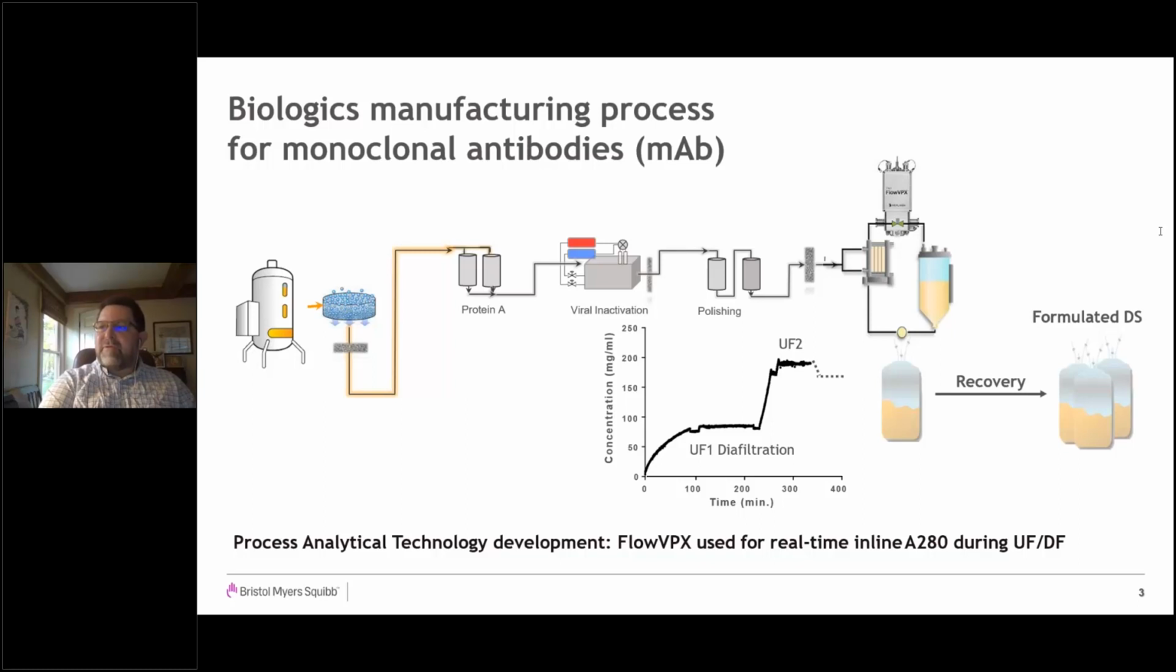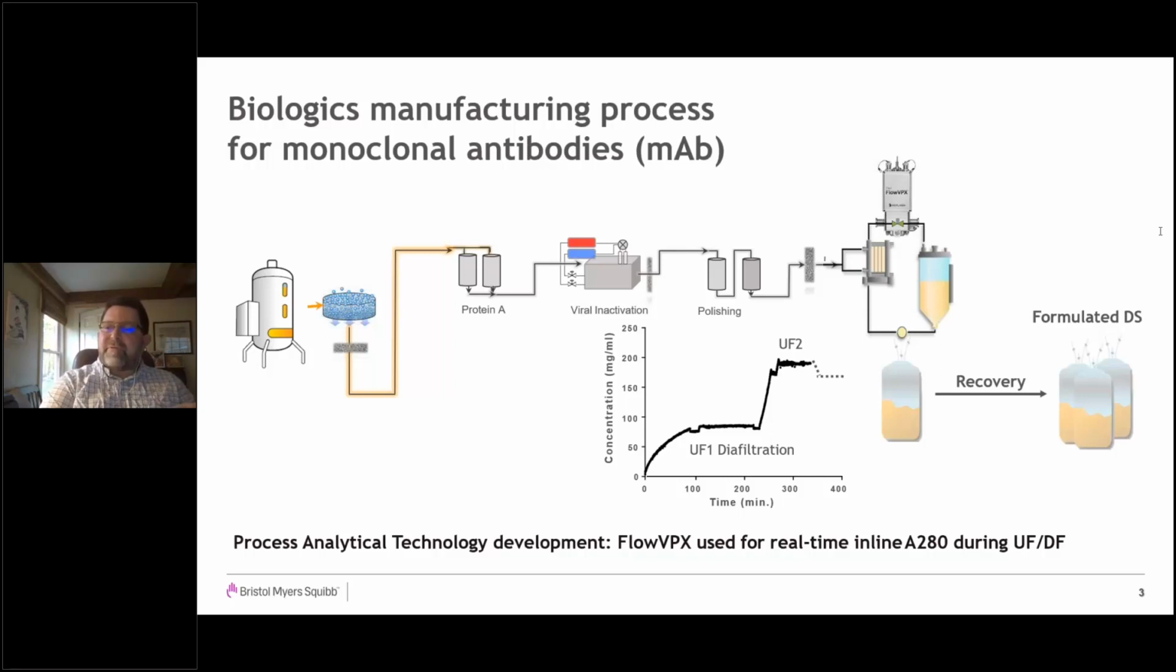As I've shown, this is just a cartoon of the UV-Vis process, which I'm going to describe in the next slide, with a VPX in line. This would be what the VPX's output would be, which is concentration measurement over time. So you have a UF1 point, a diafiltration. The diafiltration literally is exchanging the buffer the protein was in at the beginning of the UV-Vis process, which is the viral inactivation, filtration, into the formulation buffer.